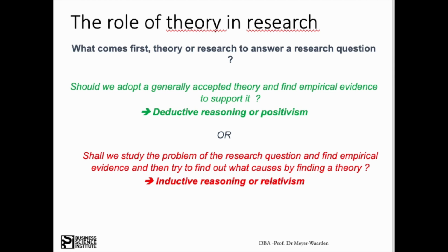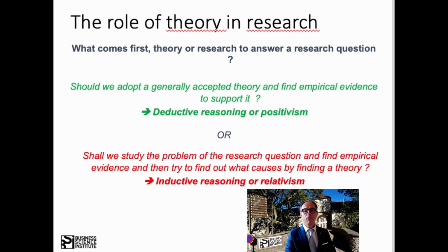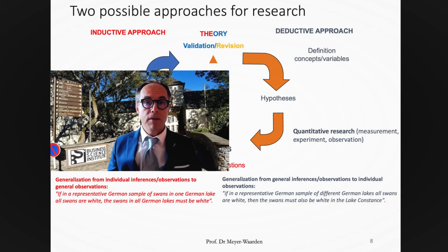So let's have a closer look. That is, should we take a theory and then test it? This is called deductive or positivist reasoning. Or should we find some empirical evidence? So do research first. Which is called inductive reasoning, or also relativist. Then work out the theory. Actually, this is summarized here.